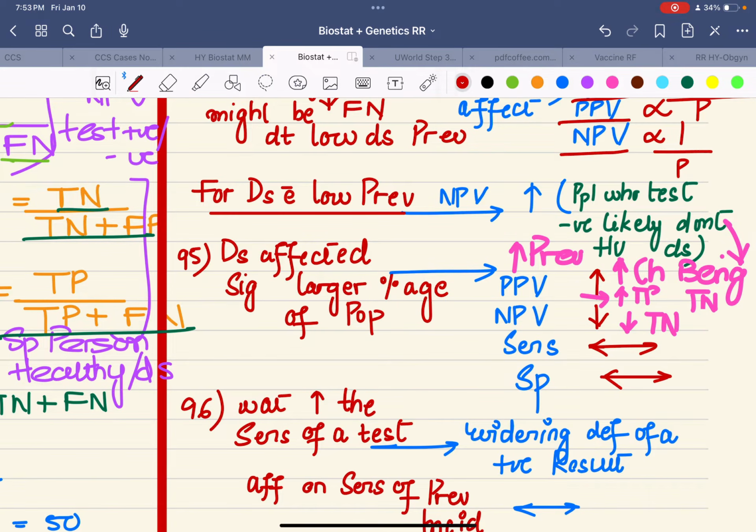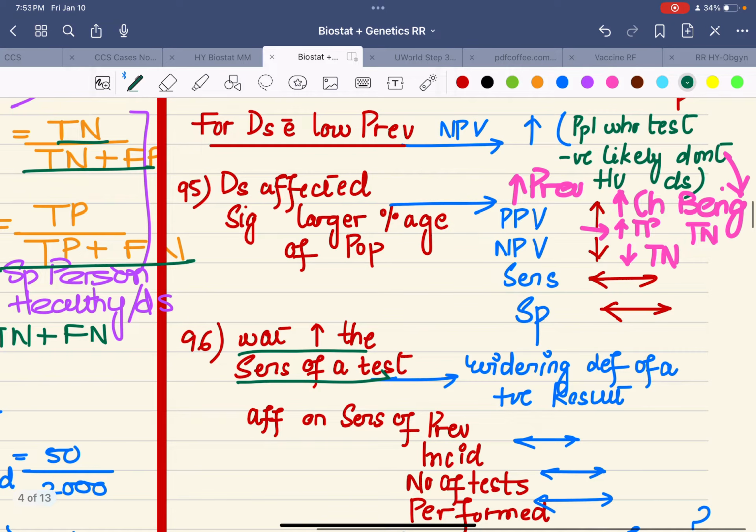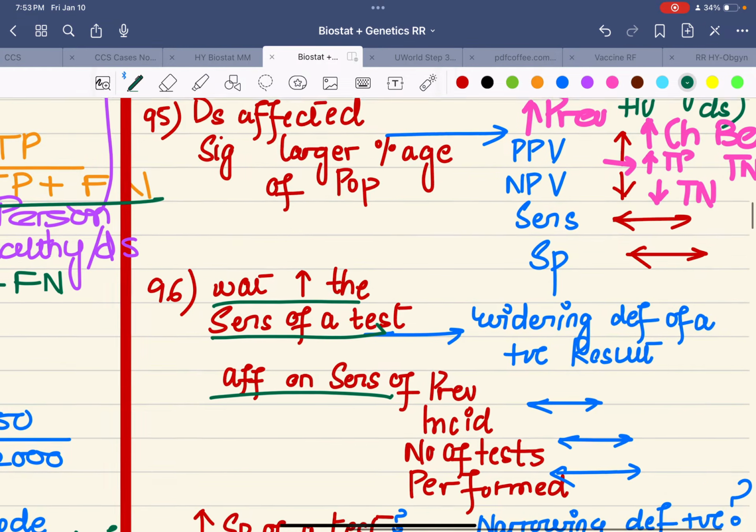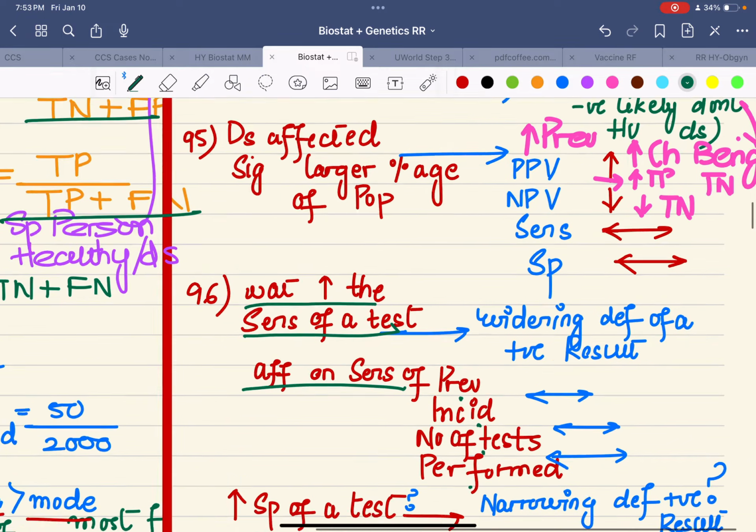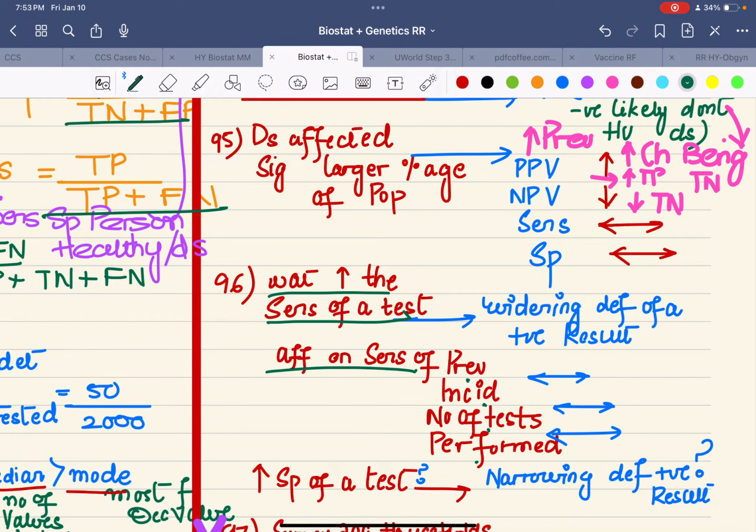Okay. What increases the sensitivity of a test? Widening the definition of a positive result, right? And sensitivity is not dependent upon, not related to prevalence, incidence, or the number of tests performed, it's not related to any of these. Whereas how do we increase the specificity? We increase specificity by narrowing the definition of a positive result. Then only the people who really do have the disease are going to be detected. Okay.